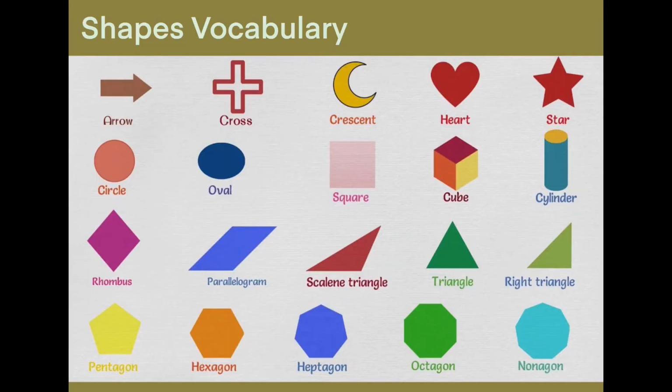So we've got some names for shapes there that you might recognise, for example, a triangle, square, circle, heart, star. We also have a rectangle, which is not on that sheet. We've got a cross, and we have some other types of shapes as well.